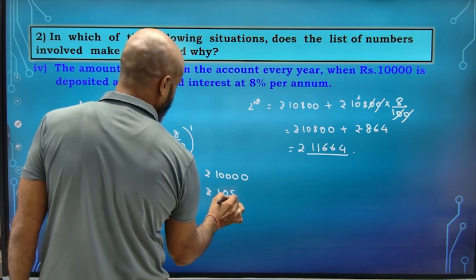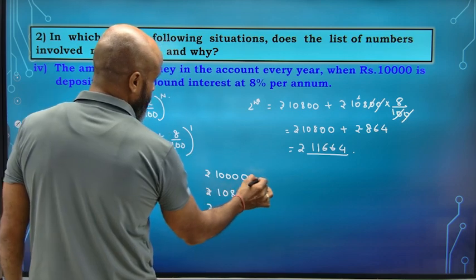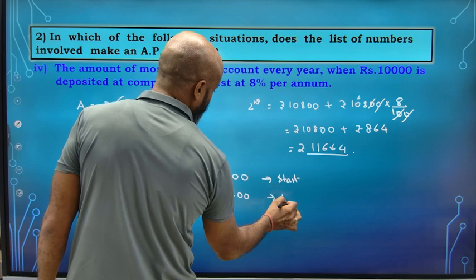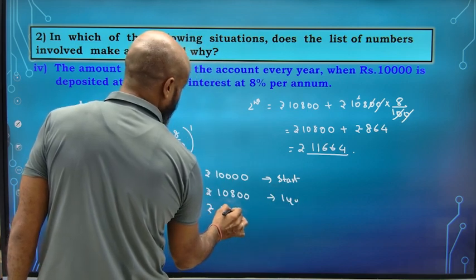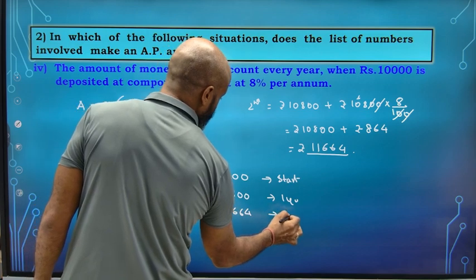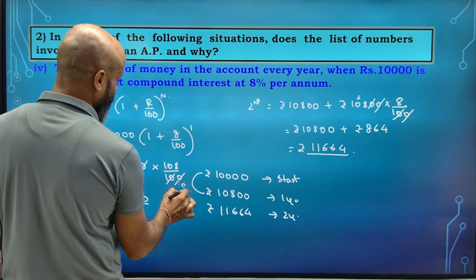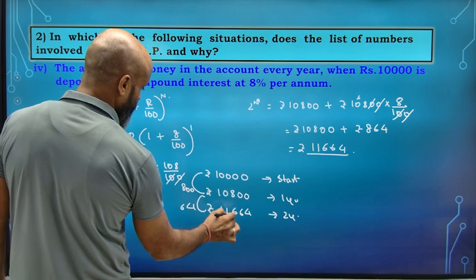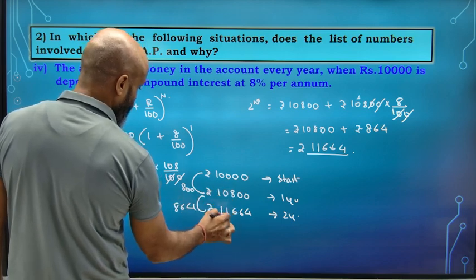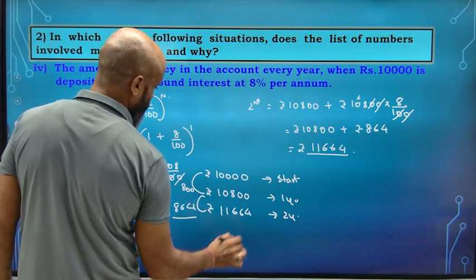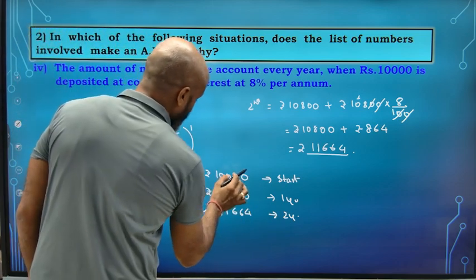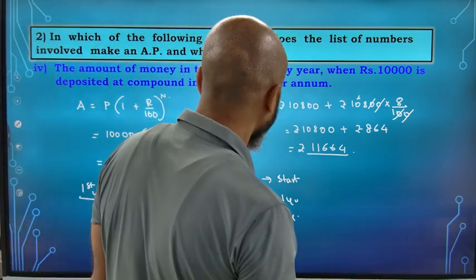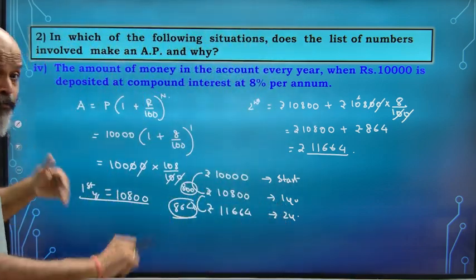First year it was 10,800 amount. This is basically amount at start. Then after 1 year, then after 2 years, subtract this from this, what do you get? 800. Subtract this from this, what do you get? 864, right? So if you look at it, 800 and 864, this is definitely not a constant. If it is not a constant, obviously we will not form an AP.